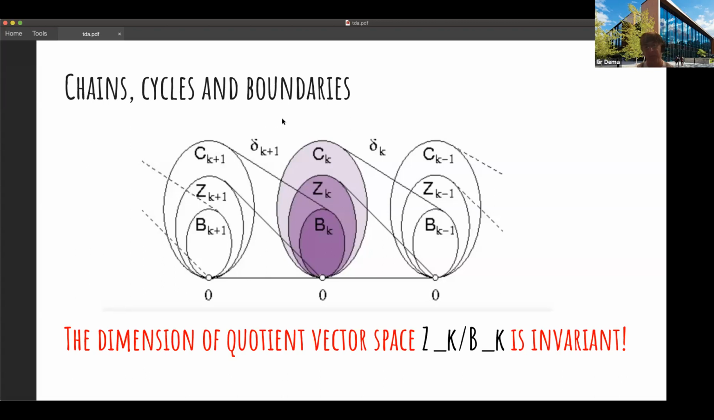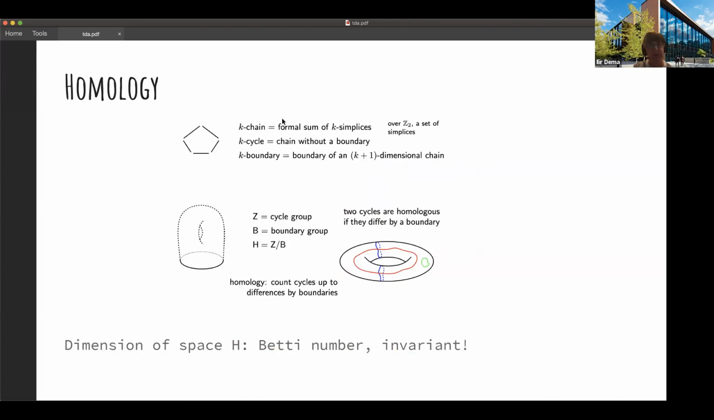Now, the boundary map described before maps cycles to boundaries, and cycles are indicated in the image by the Z k plus 1. Sorry, it maps chains to boundaries and cycles to 0. So cycles have 0 boundary, as defined in the previous slide. That image just illustrates this fact.